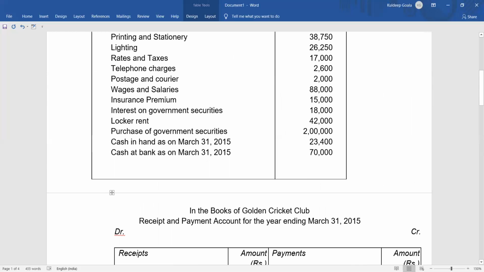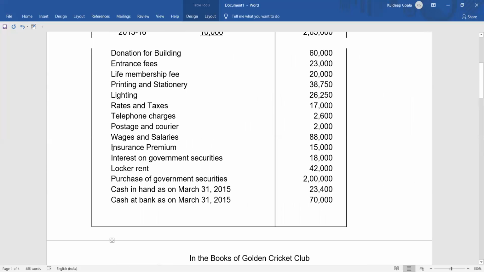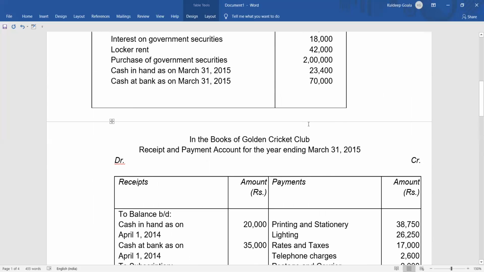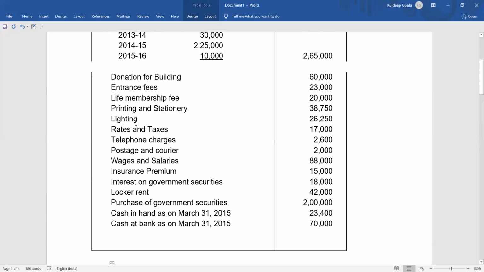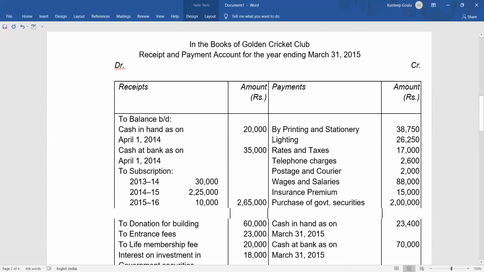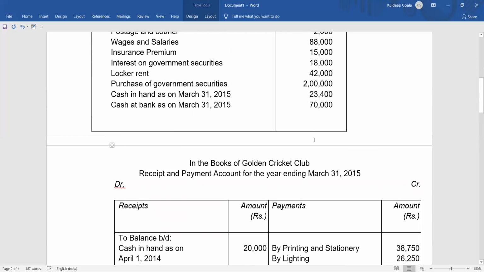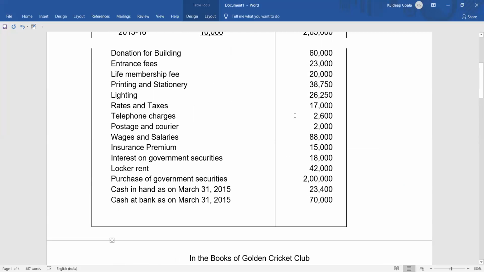Then we have the next one. After that, we have printing and stationery that will be coming in the payment side, 38,750. So it will be coming as by printing and stationery, because payment will be starting with by. Okay, so remember that, by printing and stationery 38,750. After that, we have lighting of 26,250. So again, it will be coming as by lighting 26,250. Then coming to the next one, after lighting, we have rates and taxes 17,000.